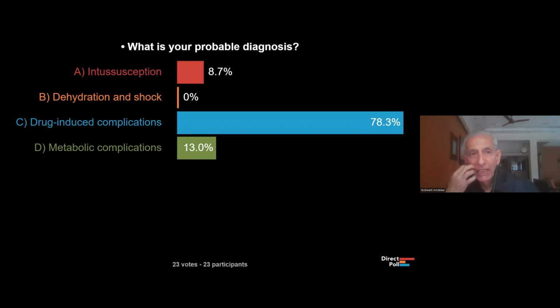Good. I think none of you said that dehydration and shock should be a problem. So the majority felt it was a drug-induced complication, and a few said it's a metabolic complication. Those who said it's a drug-induced complication possibly mean a similar thing to those who opted for metabolic complication. So possibly this is not an intussusception.